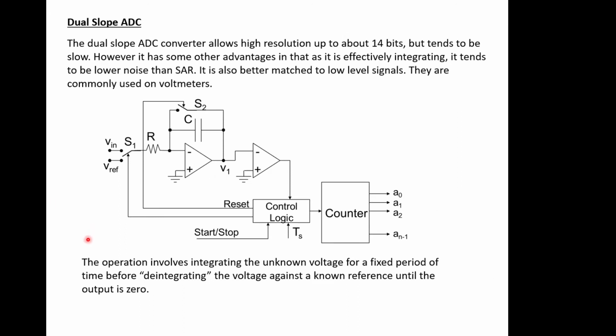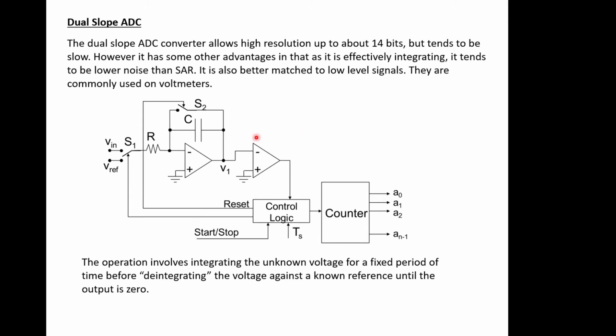The other type, which I know you did with Alex as well, is the dual slope ADC. And this is quite nice because it allows quite a simple system to give us a high resolution. So we can get up to about 14 bits with this system if we wanted to. But it does tend to be slow. But it has some other advantages, as it's effectively an integrating system. So if we integrate noise, then the average noise becomes, well, if it's Gaussian noise, hopefully it becomes 0. It's better matched to low-level signals because of this as well. And they're used a lot in voltmeters to measure voltages in test circuits.